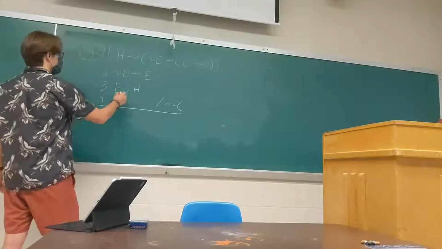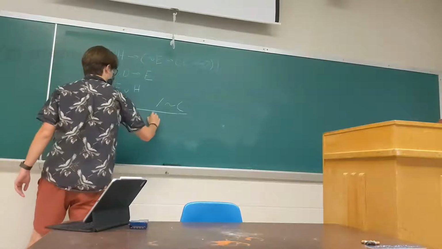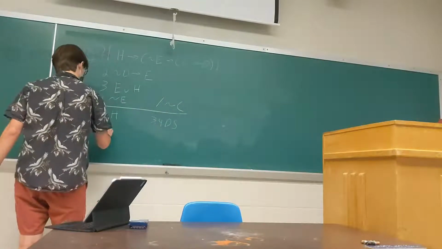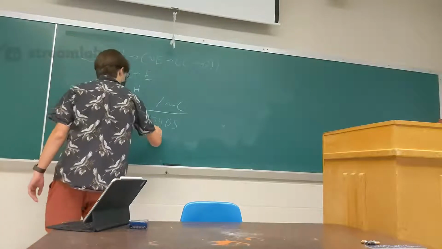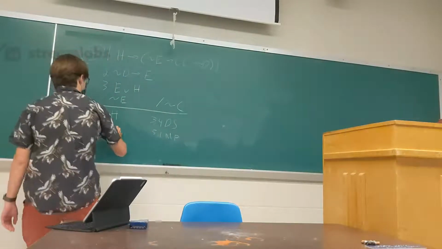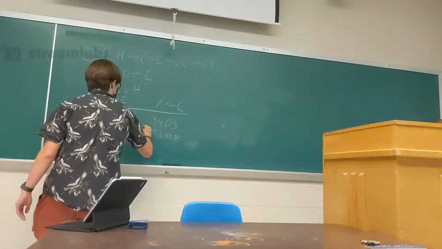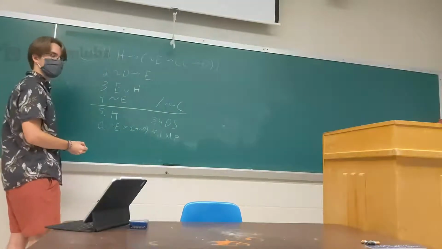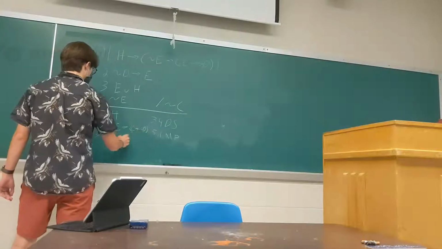And so we can get this part. We have H, and we can get H from this. So we have H from 3, 4, syllogism. Good. And so now we can get this from that. Cool. Does everybody see how he did 6? Okay. And then we have not E from this.